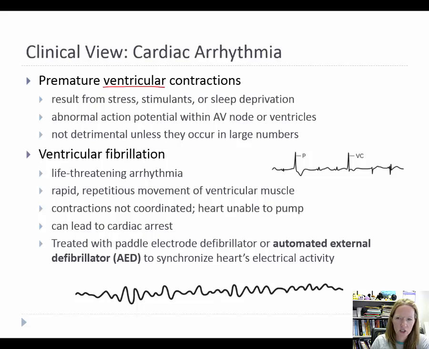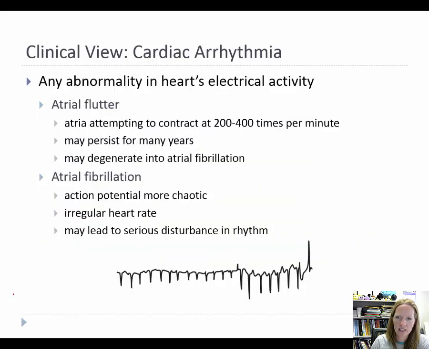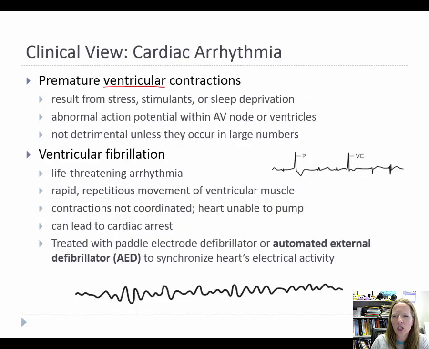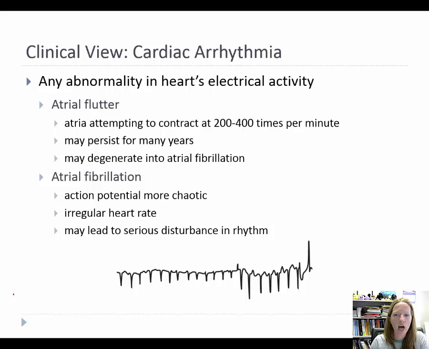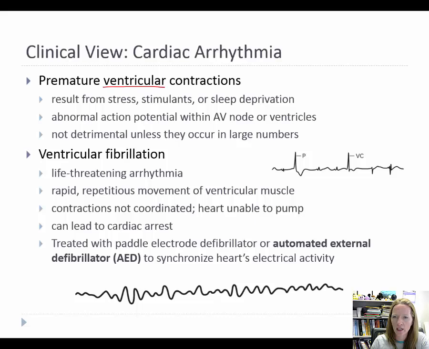Ventricular fibrillation is very similar in how it works to atrial fibrillation, except it's in the ventricles, which is not something that you want happening in the ventricles. With the ventricles, you need a nice solid contraction, not this little fluttering or this kind of irregular, chaotic action potential that's occurring. You need something that's nice and rhythmic.